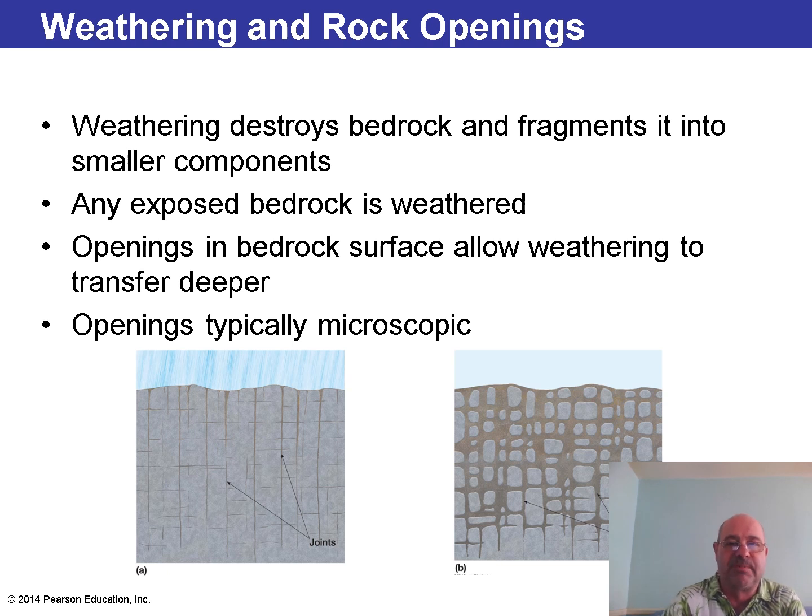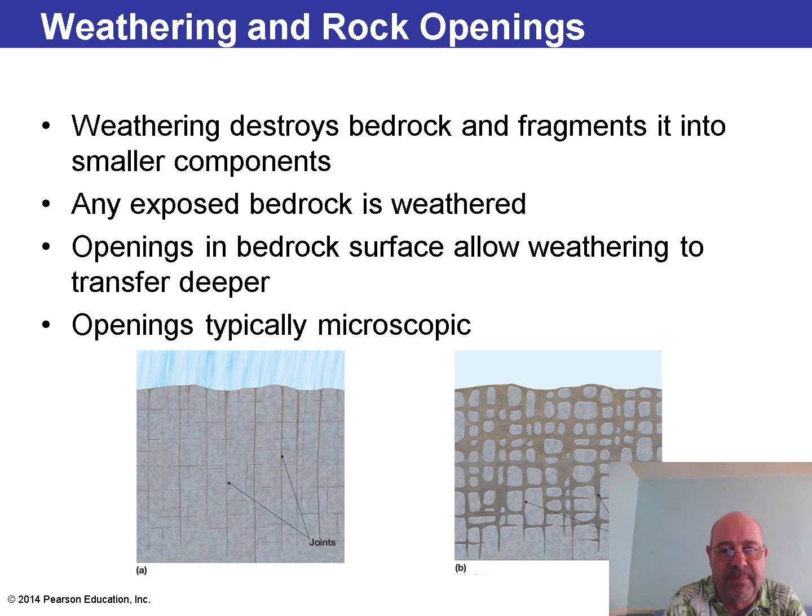So weathering destroys bedrock and fragments it into smaller components. Now remember, bedrock, that's our C horizon, and the stuff above it is the soil horizon, right? So weathering destroys that bedrock, breaks it down. As soon as rock is exposed to the atmosphere, to the elements, it starts undergoing weathering. No matter how hard the rock is, it begins to undergo weathering at that point in time. Now, it may take a long time to weather some of it, but nonetheless, that first raindrop, that first wind, it's starting to weather, it's starting to break down.